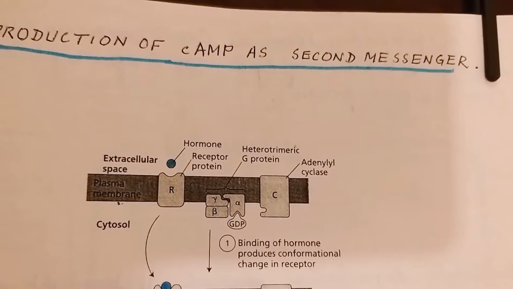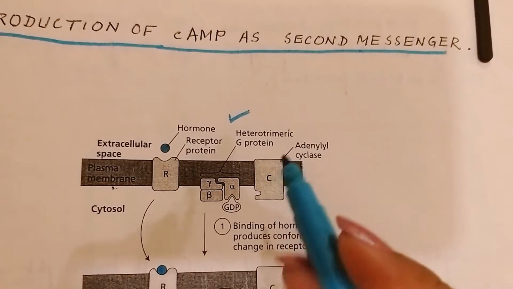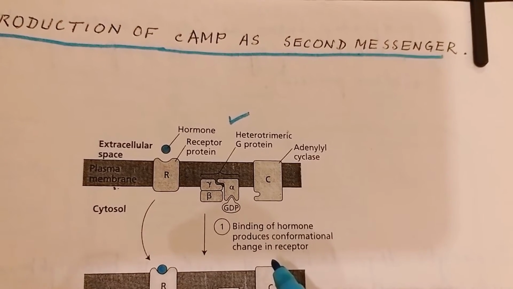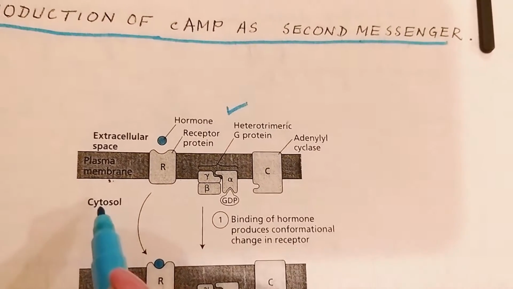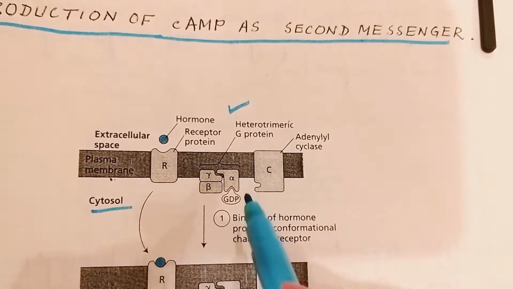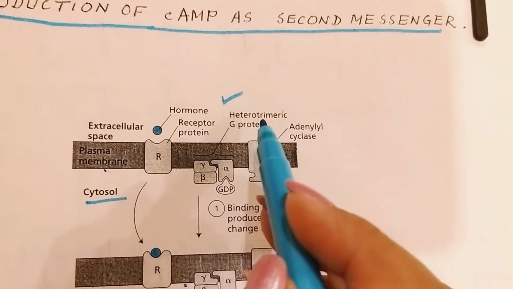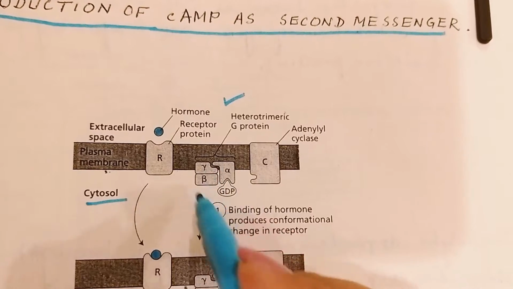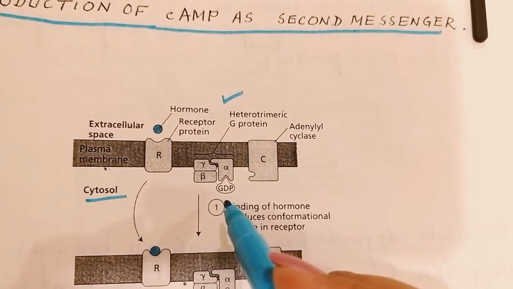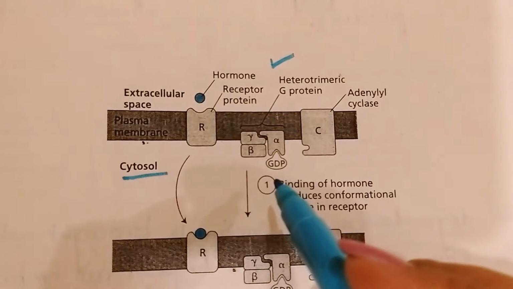So here we'll also talk about the heterotrimeric G protein. The trimeric G proteins are associated with the cytosolic phase of the membrane. So this is the cytosolic phase. The G protein is associated to this side, not this side. The heterotrimeric G protein is associated to the cytosolic phase of the membrane, and it is named for its ability to bind guanine nucleotide.